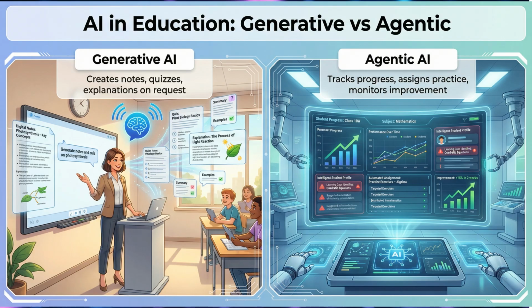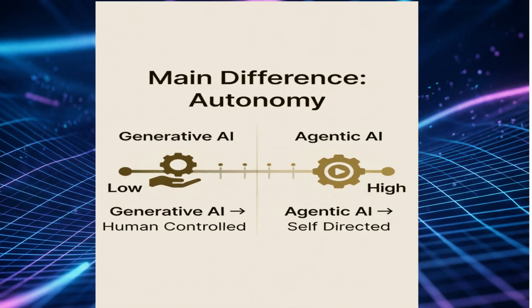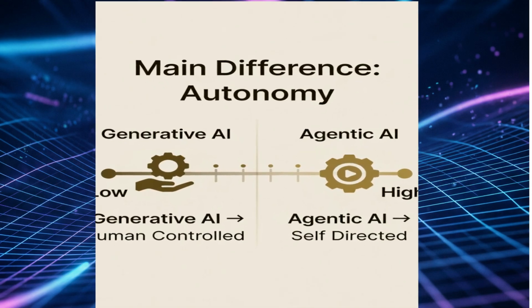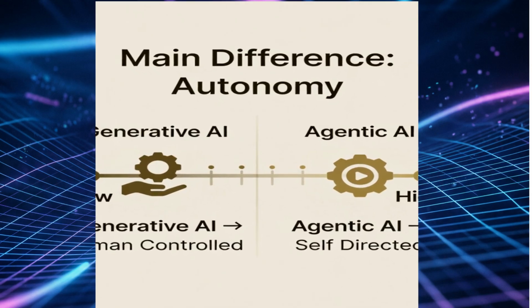Another example. In education, generative AI can generate notes, quizzes, or explanations when a teacher requests. Agentic AI could track student progress, identify learning gaps, automatically assign practice exercises, and monitor improvement over time. In business, generative AI writes product descriptions or marketing posts. Agentic AI monitors inventory levels, predicts demand, adjusts pricing, and triggers restocking automatically. So the core difference lies in autonomy. Generative AI acts when prompted. Agentic AI acts independently toward a goal.